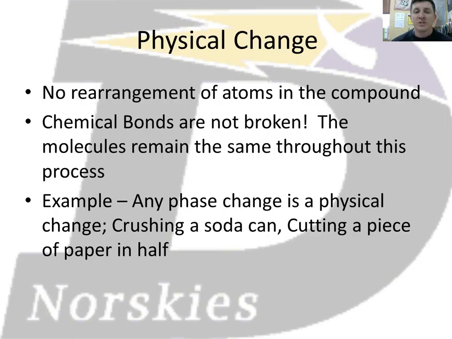When we look at physical changes, again, there is no rearrangement of the atoms in a compound. The chemical bonds are not broken. This is a key characteristic: the chemical bonds are not going to be broken in this case. Molecules remain the same throughout this process. For example, water into ice. Ice is still, chemically speaking, water, so it's just in a different phase. Basically, any phase change is a physical change. Crushing a soda can or cutting a piece of paper in half are all different examples of physical changes. And again, the chemical makeup of the substance is not going to change.